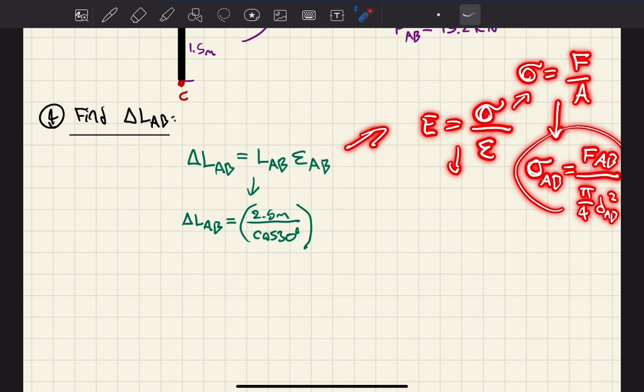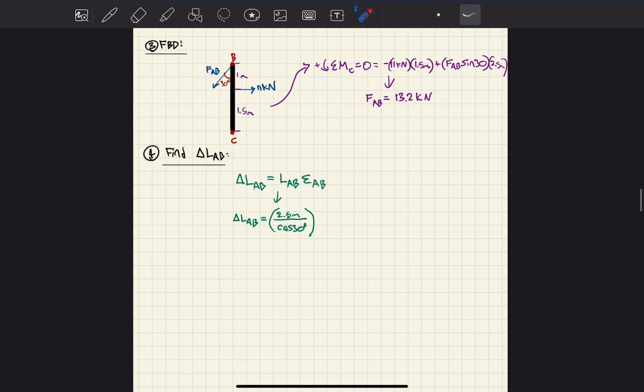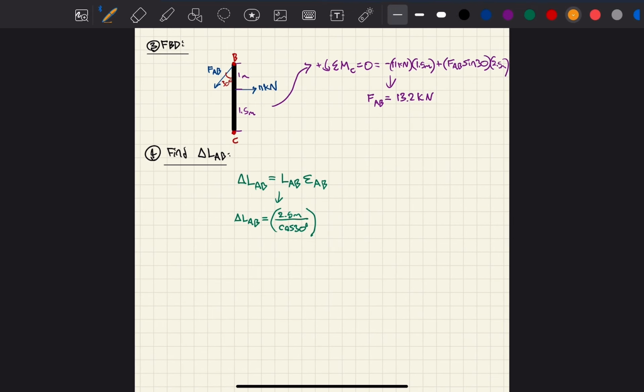Okay, now I have the stress. And we'll write all this stuff down, this is just the concept. Do I have the elastic modulus? Yes, I do. It's 200 gigapascals because I know the material. Therefore, I can easily find strain. I can say the strain is equal to stress over the elastic modulus. Okay, let's write all that beautiful stuff down.